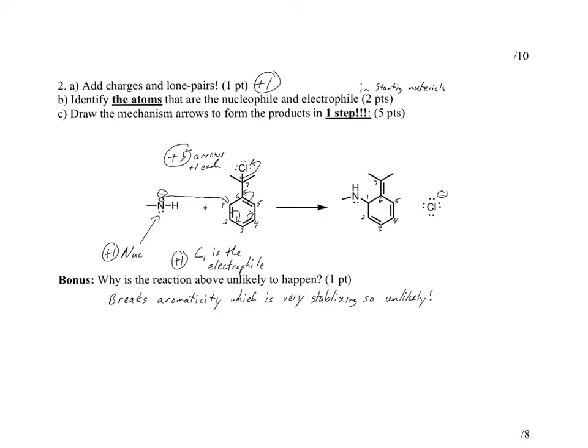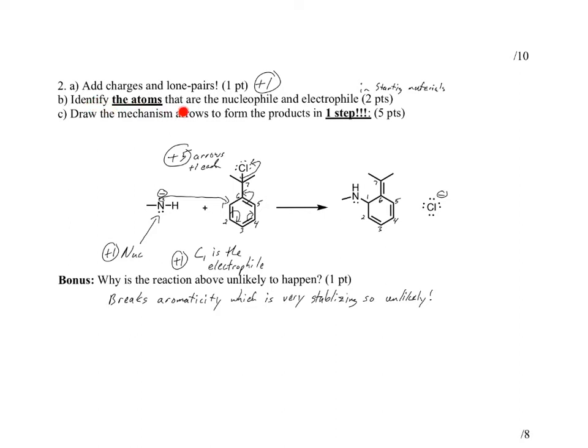All right, for number 2, the key here for 1 point was to add charges and lone pairs to everything. So lone pairs on the nitrogen were already there, but the negative charge wasn't. Lone pairs on the chlorine, and then of course on the products as well, negative charge on the chlorine, lone pair on the nitrogen, to make sure we added those and kept track of those things.